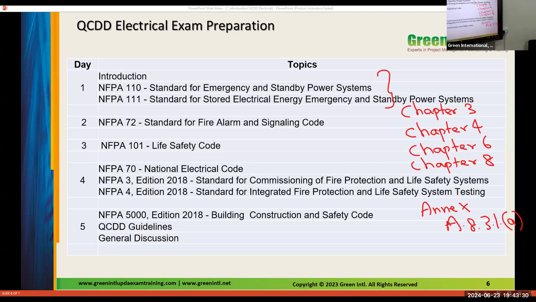For NFPA 110 and 111, both have 8 chapters, 3 annexes. Both have the same, or similar, titles also. So 8 chapters, 3 annexes.